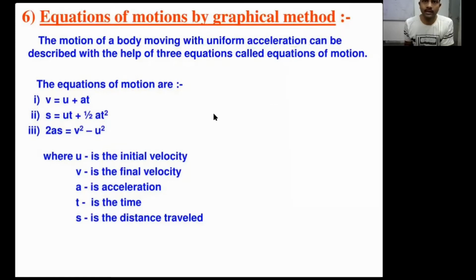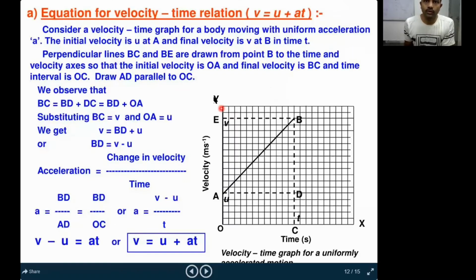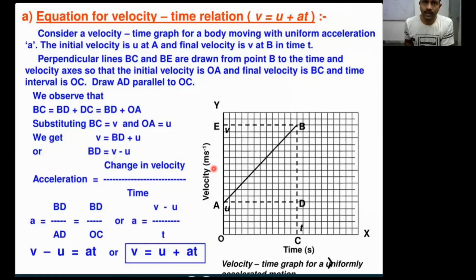Then how do we get these? By the graphical method, the derivation of these three equations of motion. Let us see. On the y-axis we take velocity and on the x-axis we take time, right? The body is moving with uniform acceleration, and the body has some initial velocity also. The body is not starting from rest.